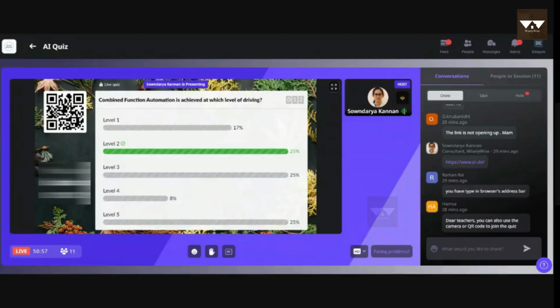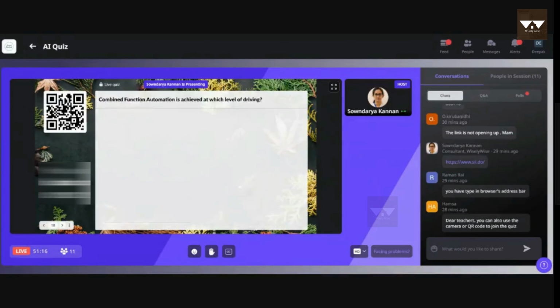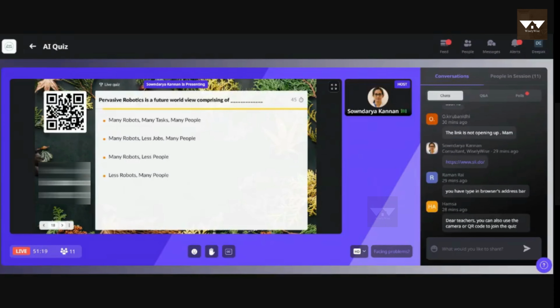And there is going to be one last question from robotics. All of these are already discussed in the course as well. So, for those of you who are wondering whether the questions are new, you can always go back to the course and check the robotics chapter. The next question from robotics is: pervasive robotics is the future world view comprising of. The options are a little bit tricky and confusing, but you can choose one right answer.